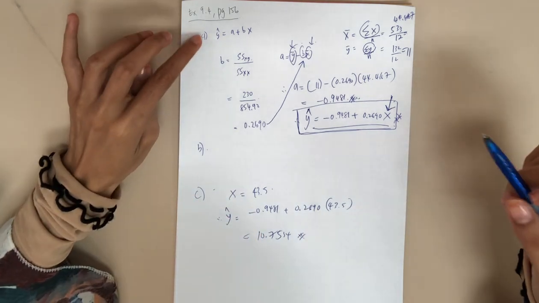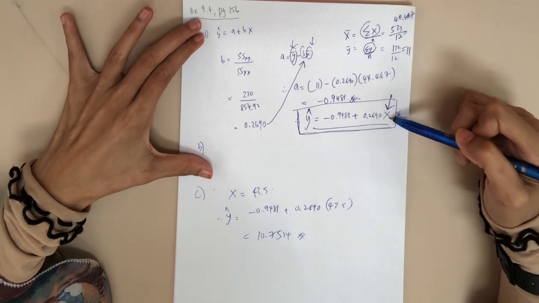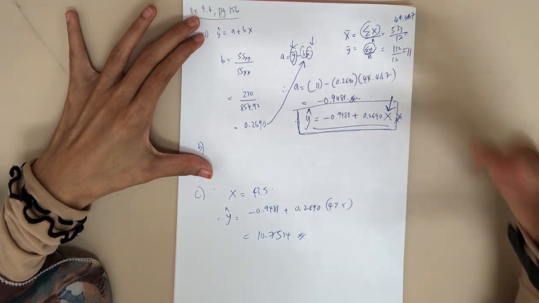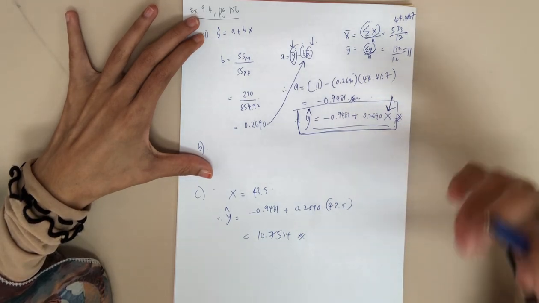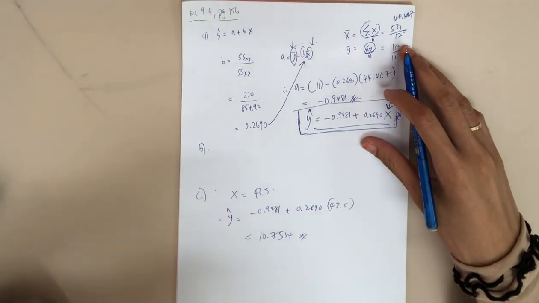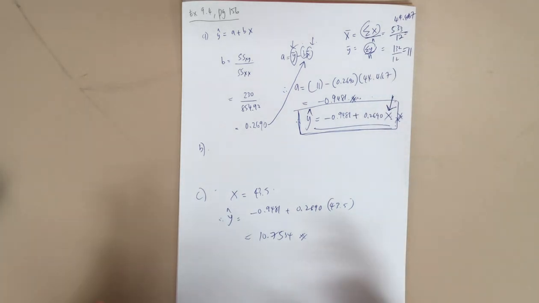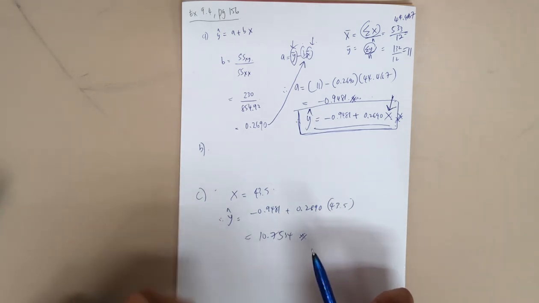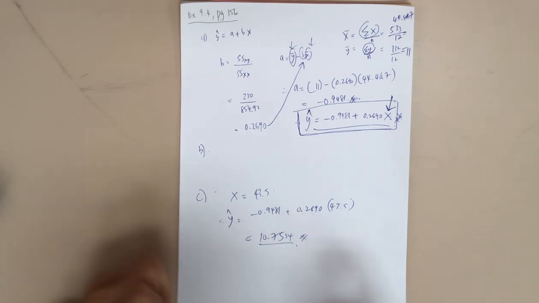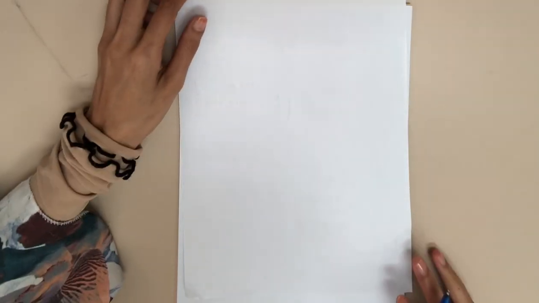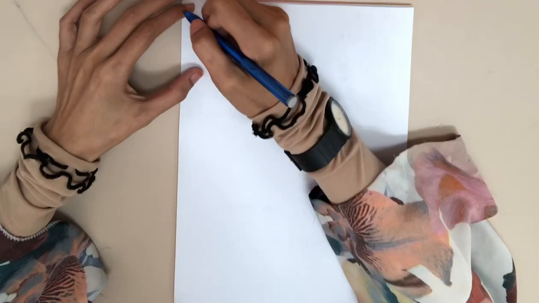But for question A, you still have an x here. That is the difference between question A and C. For question A, you need to get the equation of the regression line, so there must be an unknown variable x. But for question C, we need to predict. So when we need to predict, we substitute the value that we get in the question. So this is the answer that we have: when x is 43.5, therefore, y will be 10.7534.